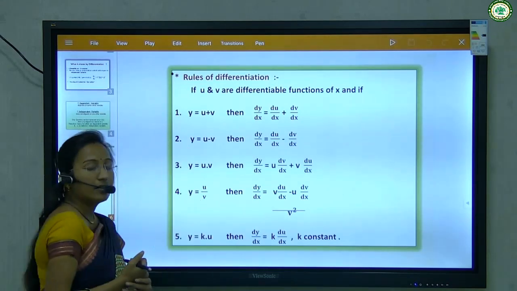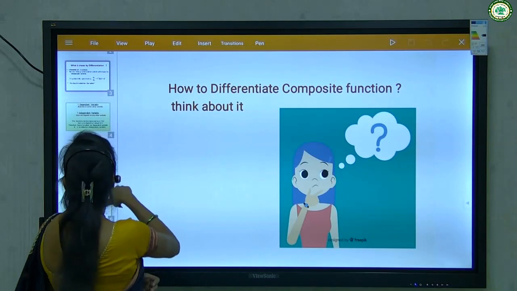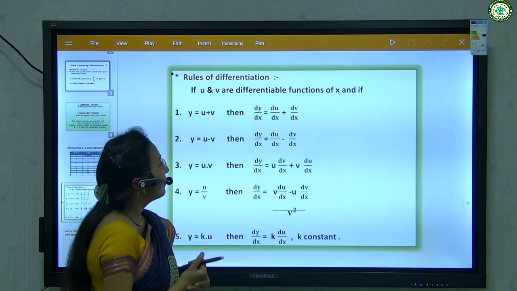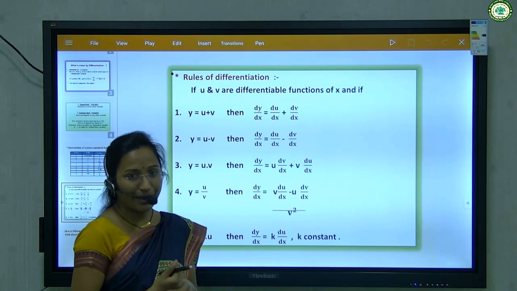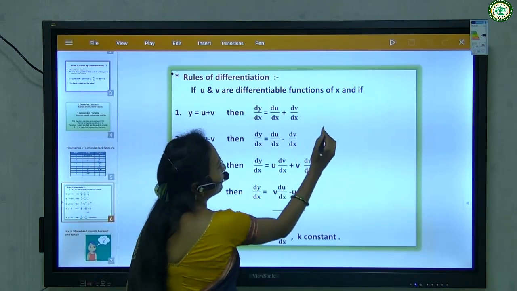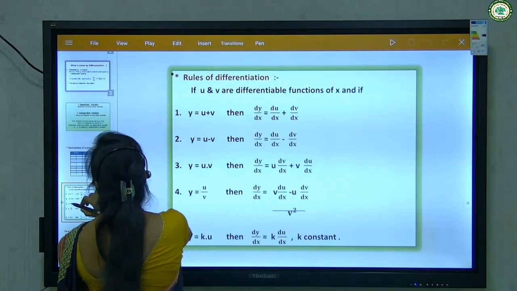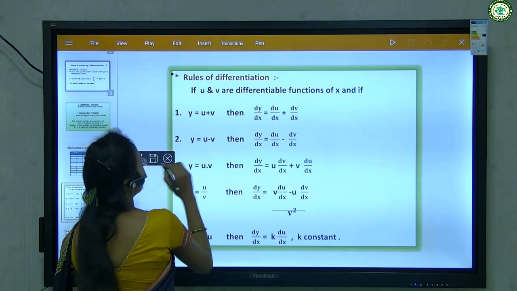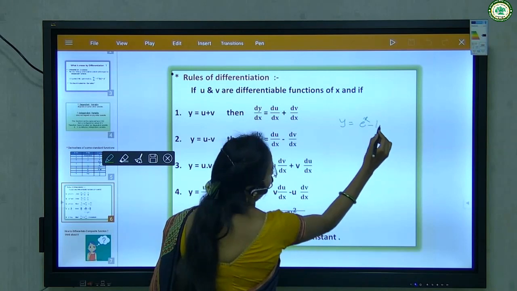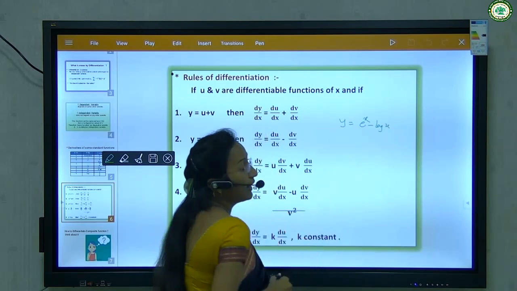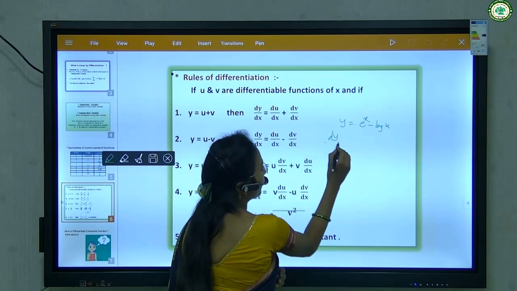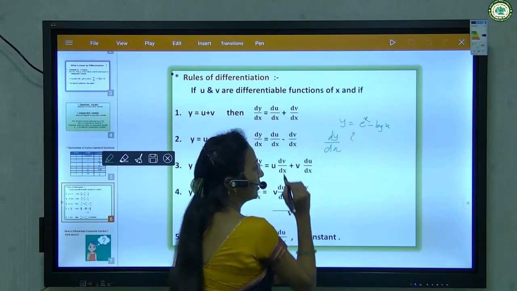Now, the next rule is, if y is equal to u minus v, then dy upon dx is equal to du by dx minus dv by dx. For example, suppose we have function y is equal to e raised to x minus log x, and we want to find dy upon dx.